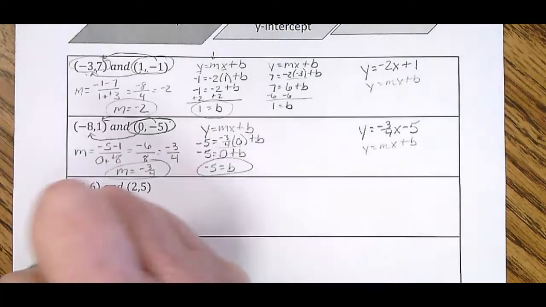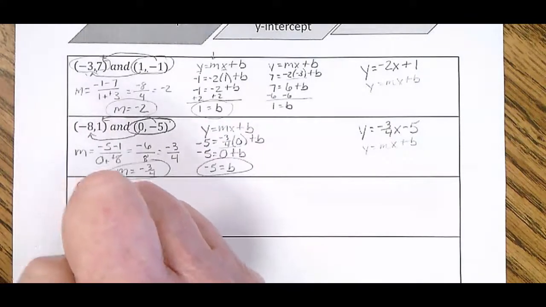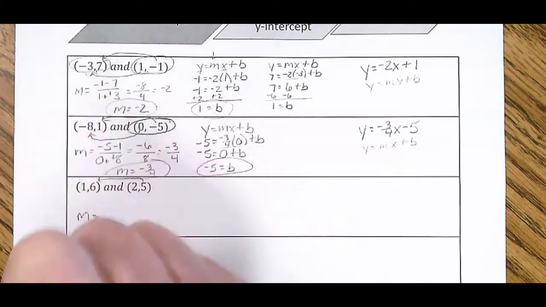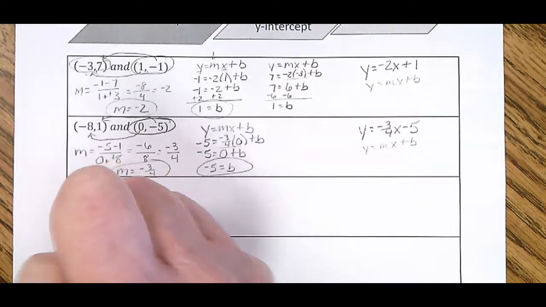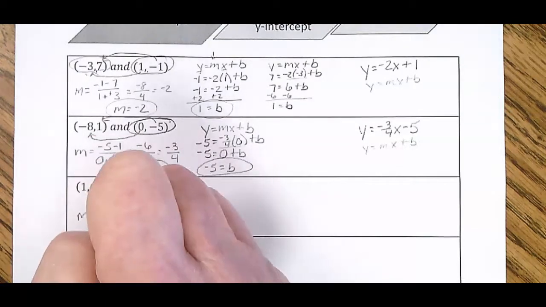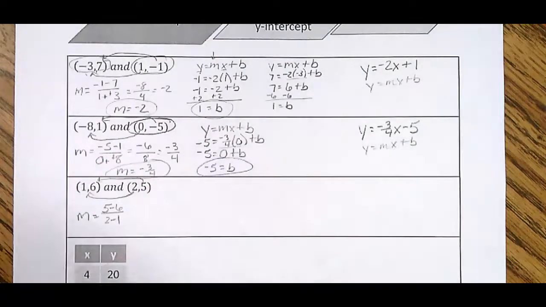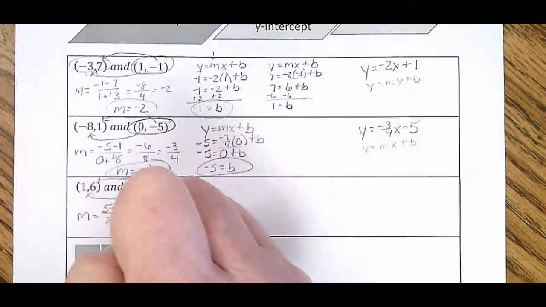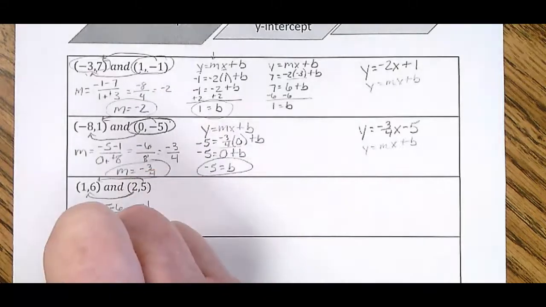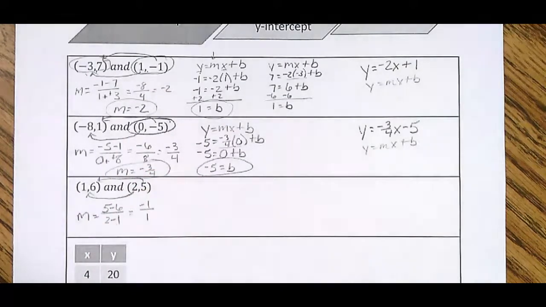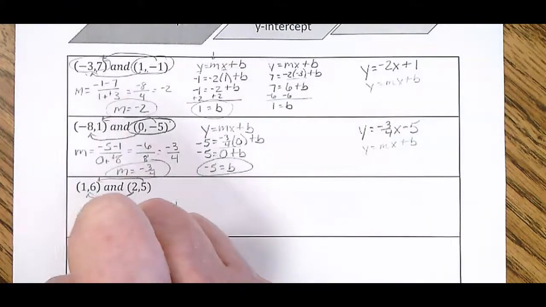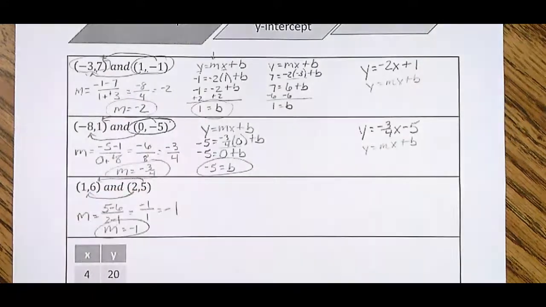Okay, here we go. m equals y minus y, 5 minus 6, over, go back to the exact same coordinate you started with, 2 minus 1. 5 minus 6 is -1. 2 minus 1 is 1. -1 divided by 1 is -1. So my slope equals -1.